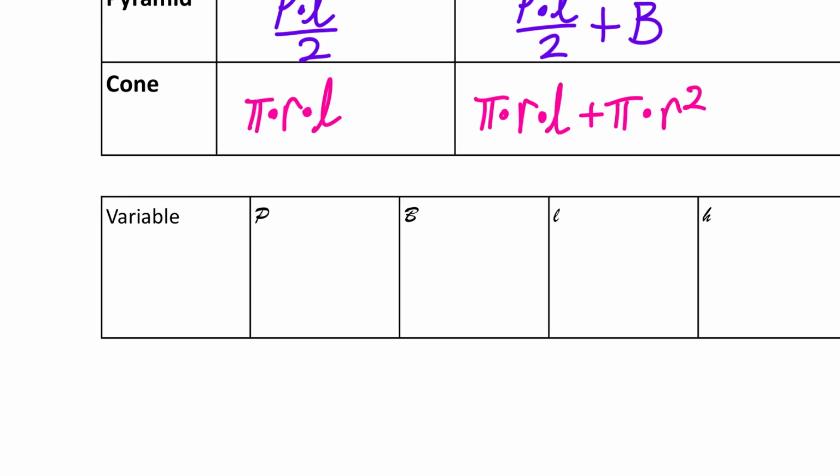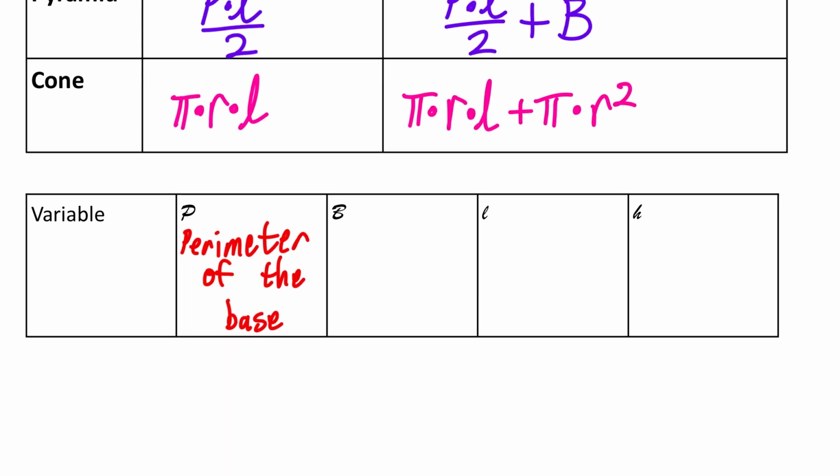In each one of those, what does the capital P stand for? Perimeter of the base. Remember that "of the base" is important. That's not just throwaway information. Okay, what does the capital B stand for? It stands for area of the base. Again, that "of the base" part is important.